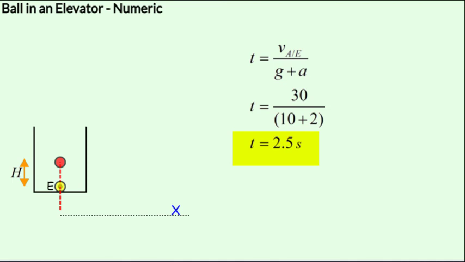And the surprising fact is that this occurs at exactly half the time of flight of the ball. The ball takes 5 seconds to land back on the floor of the elevator, and at 2.5 seconds, its displacement is the maximum from the floor of the elevator.